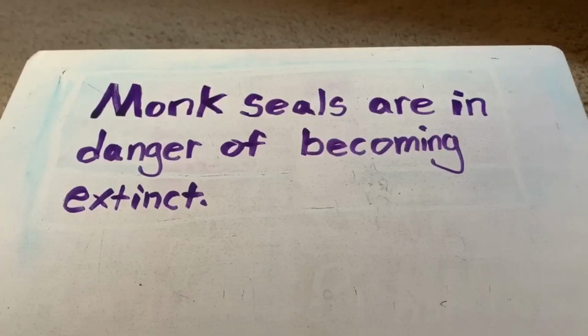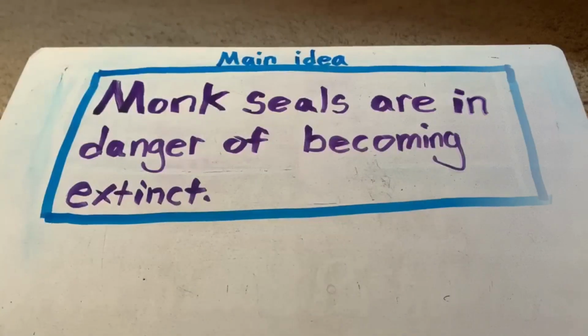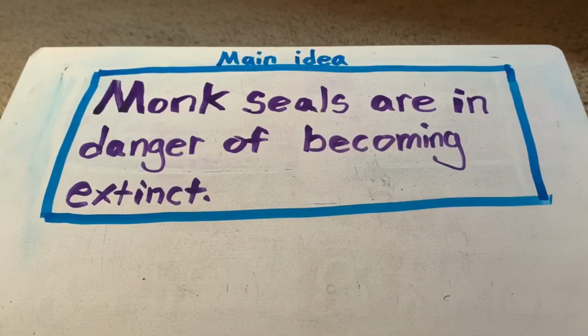Before I actually write down a box, I like to write my main idea down first and put a box around it. So I'm thinking about what my main idea is. I know that this text's main idea is that monk seals are in danger of becoming extinct. So this is my main idea. That's what the text is trying to tell me. The next thing I'm going to do is put a box around it. So I've put a box around it and marked it as my main idea.